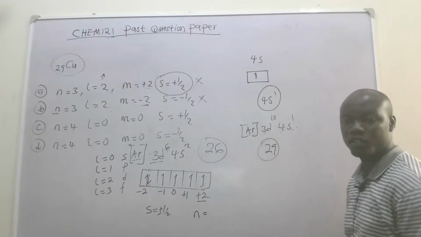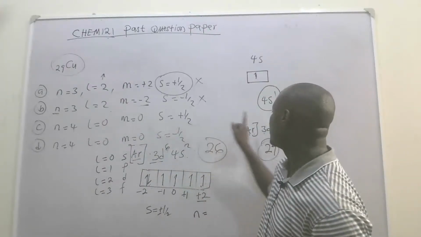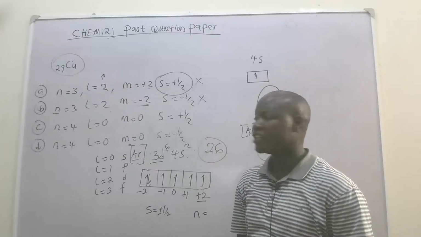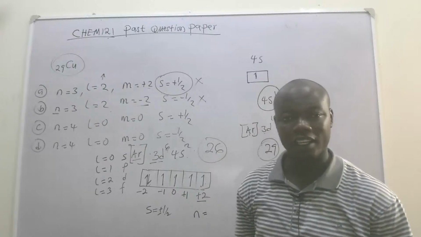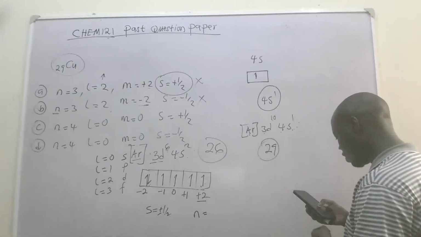So this tells you that the correct answer is option C. Option C is the quantum number that describes copper. So now let's look at another question, ladies and gentlemen.